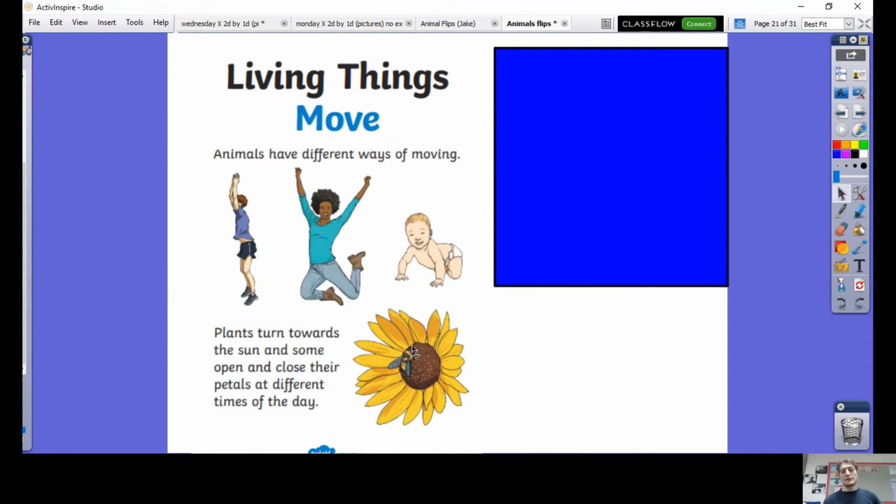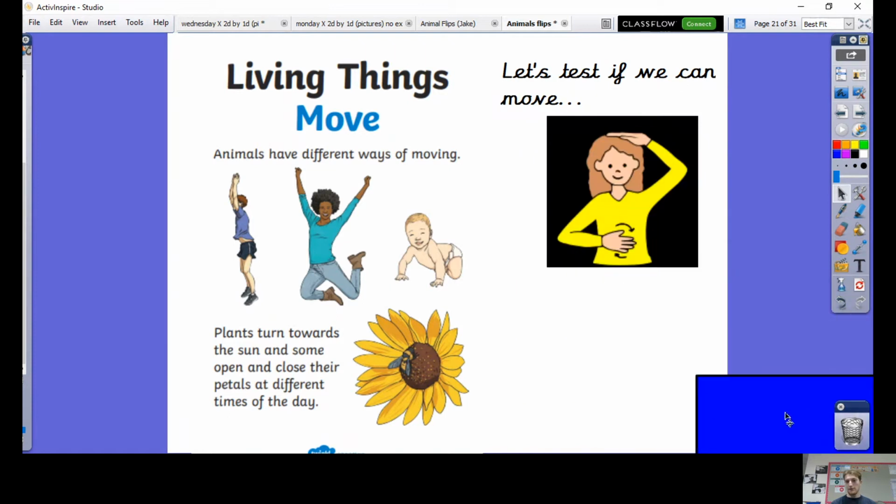Also, plants, which are living things as well, actually can move towards the sun and open and close their petals in different ways in different times of the day. So this is one way that a living thing proves that it's living, through movement. I thought we could test this quickly through something that I've never been able to do properly. You may have heard about it before, but have you ever tried to rub your belly and pat your head at the same time? I find it very, very tricky.